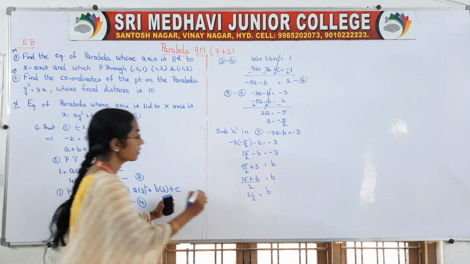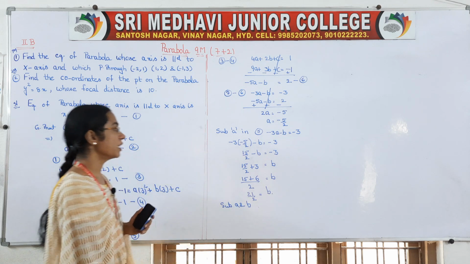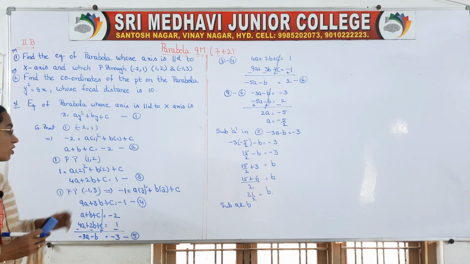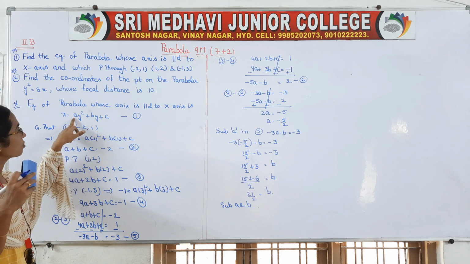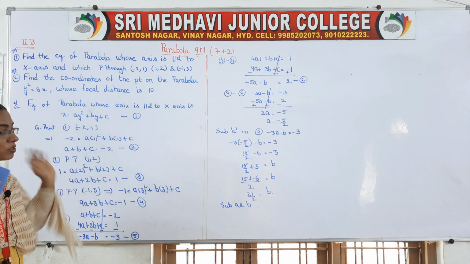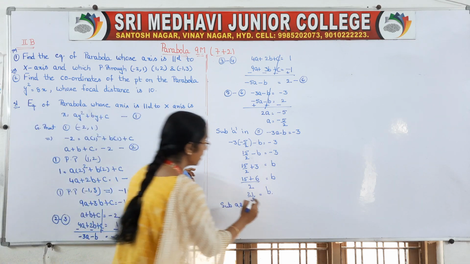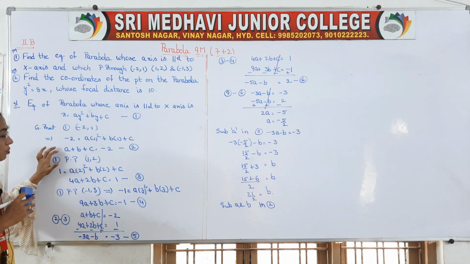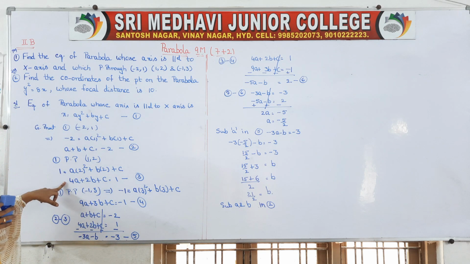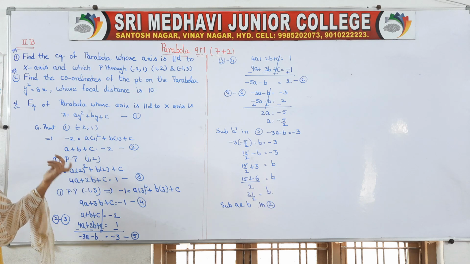Okay, so now substitute your a and b in any one simple equation so that we can get c. Actually our aim is to get our a, b, c, right. Finally we have to substitute all our a, b, c values. So substitute a and b in which equation? In the second equation. See which one is simple. Here a, b, c is there, here also a, b, c is there, but we have to substitute in a simple equation so that we can get our c easily.